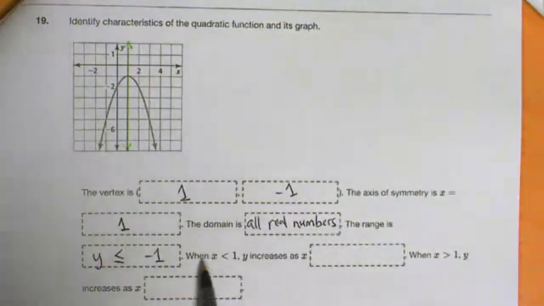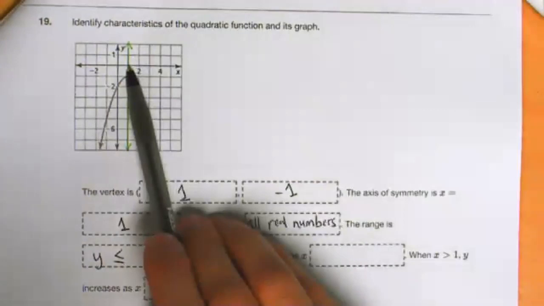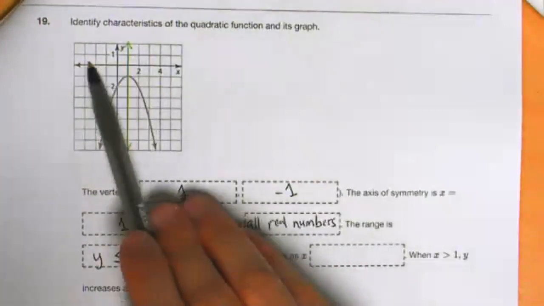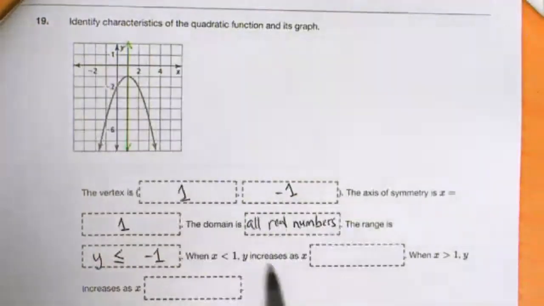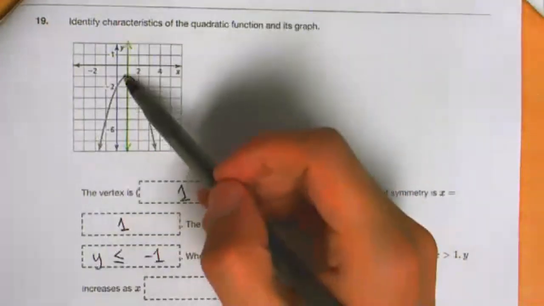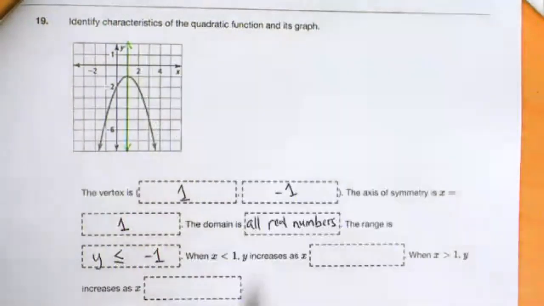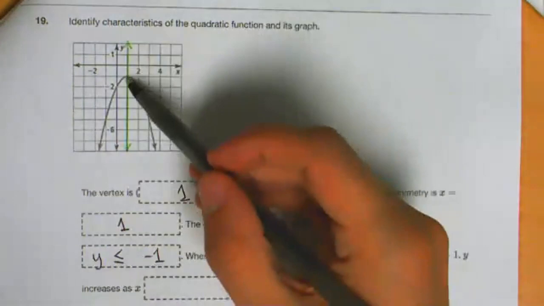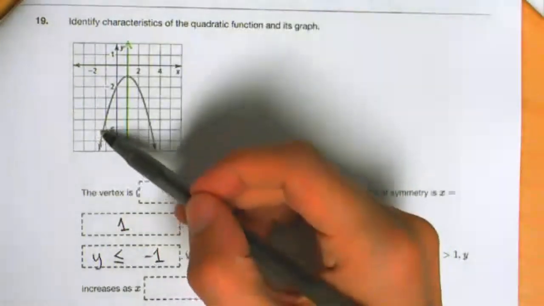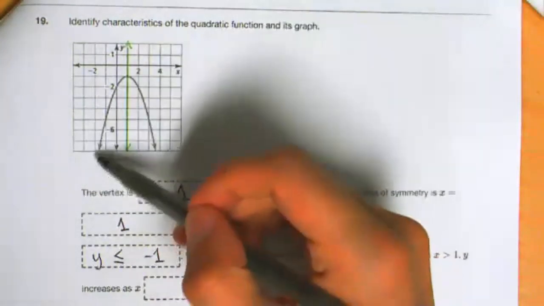So it says when x is less than 1, so 1 is right here. So when x is less than 1, we're on this side. When x is less than 1, as y increases, so as y is going up, what's going on with x? So we need to look at the left half of our graph and figure out how it's moving when y is increasing. So if we start from over here, y goes up. Y is increasing as we go up the hill.